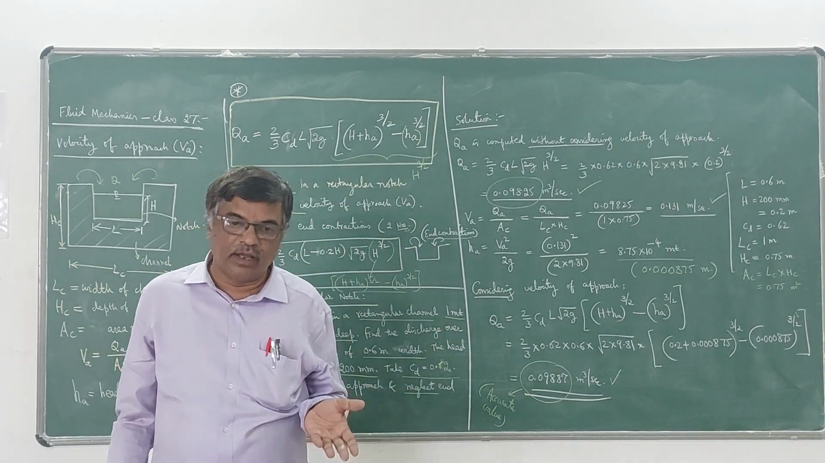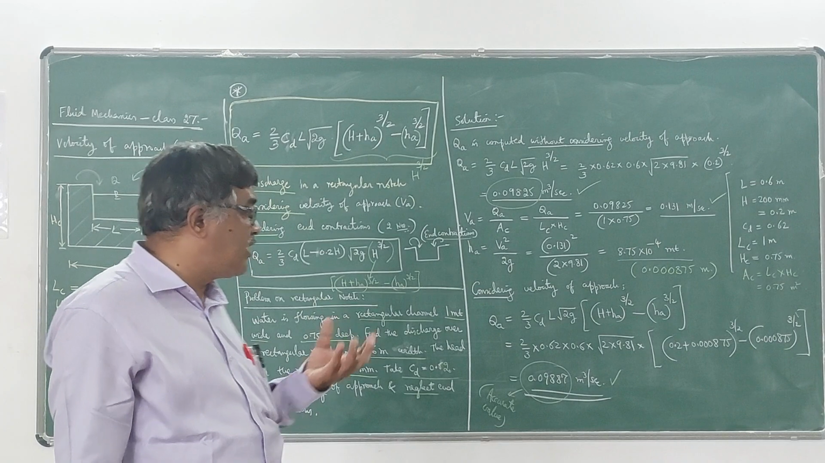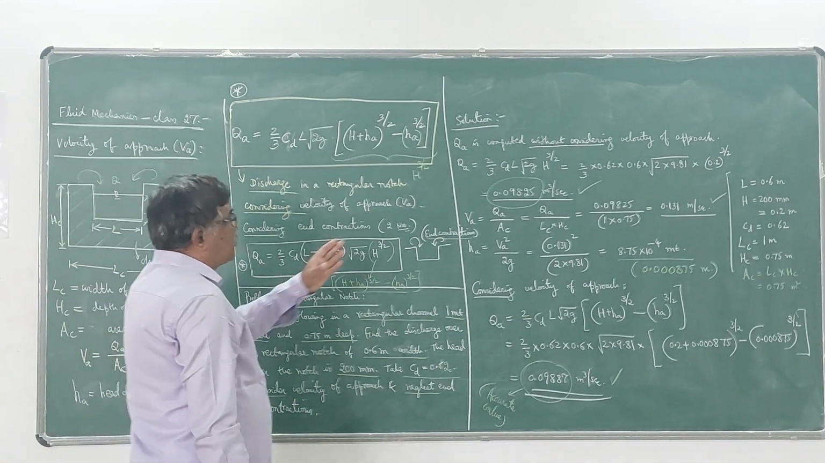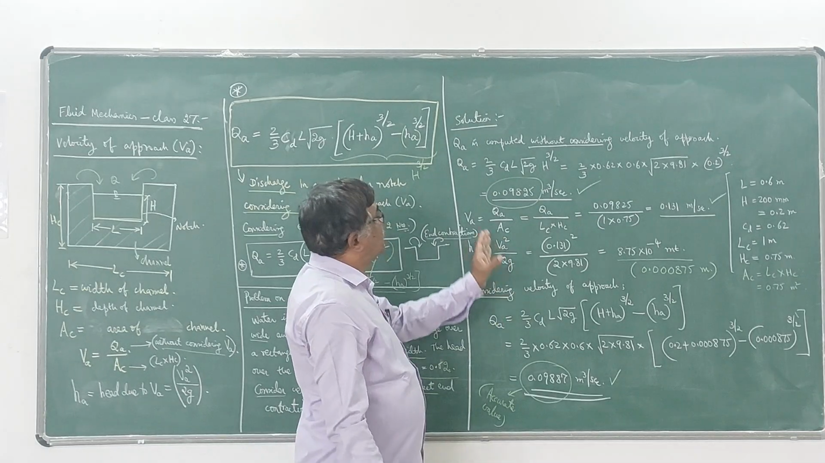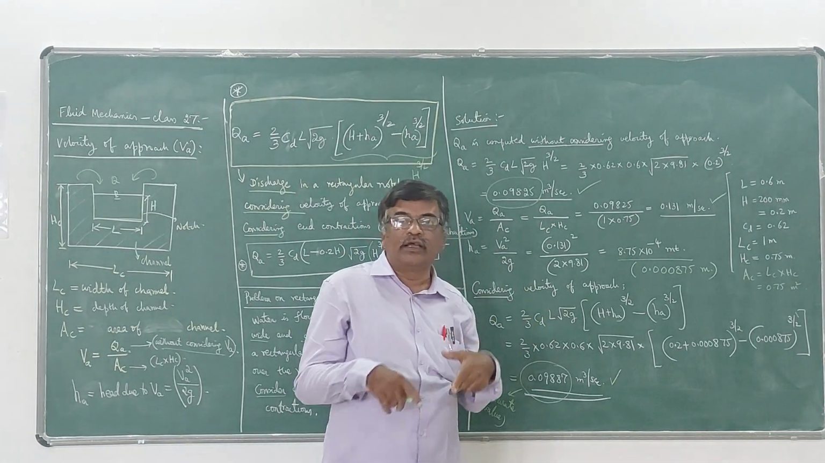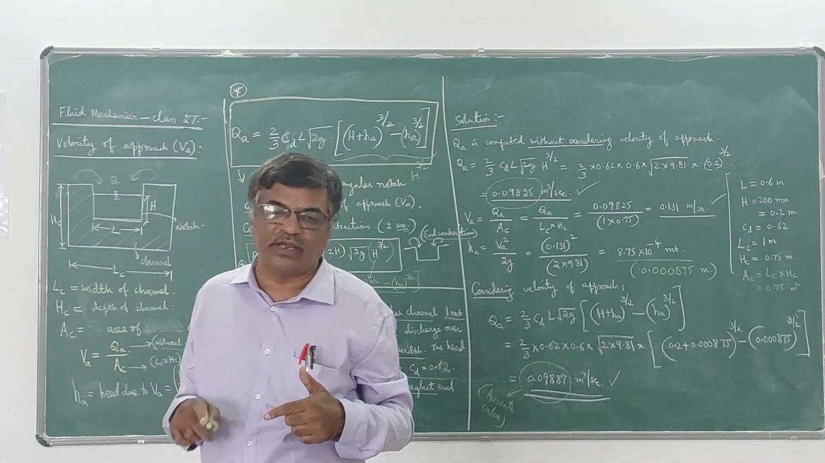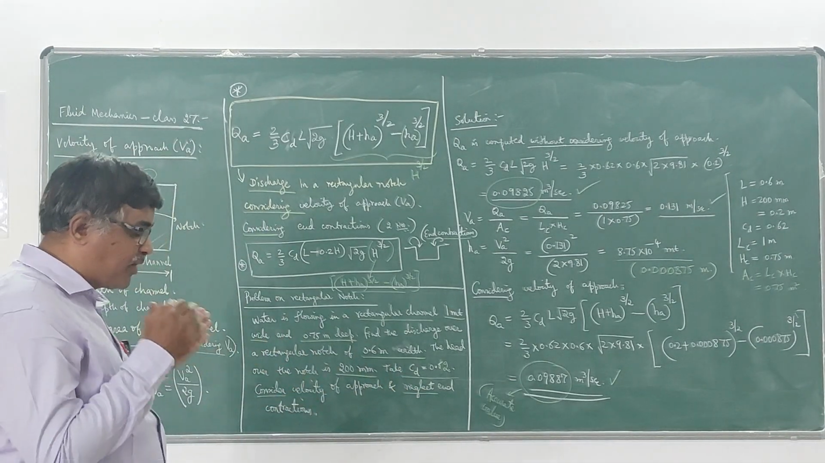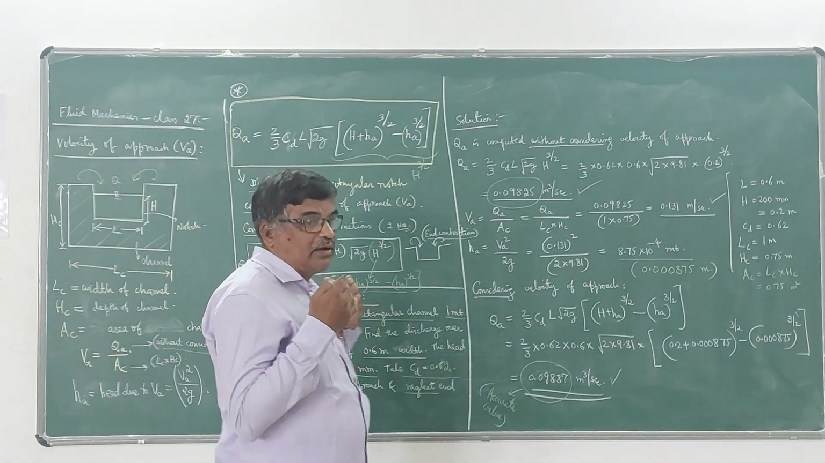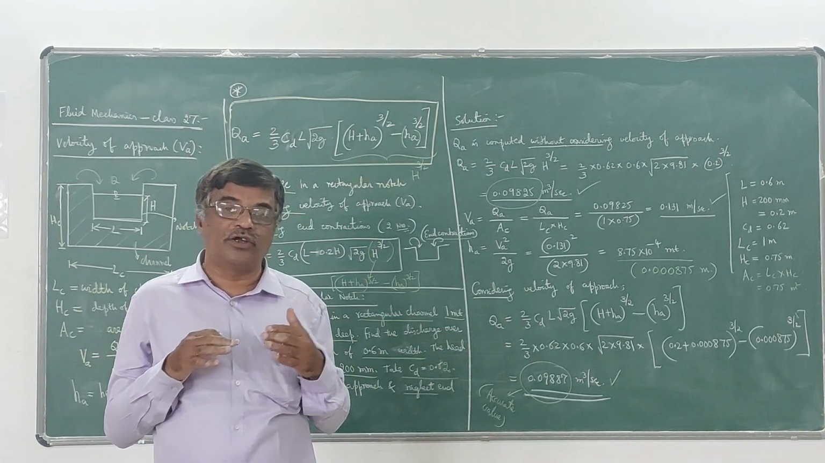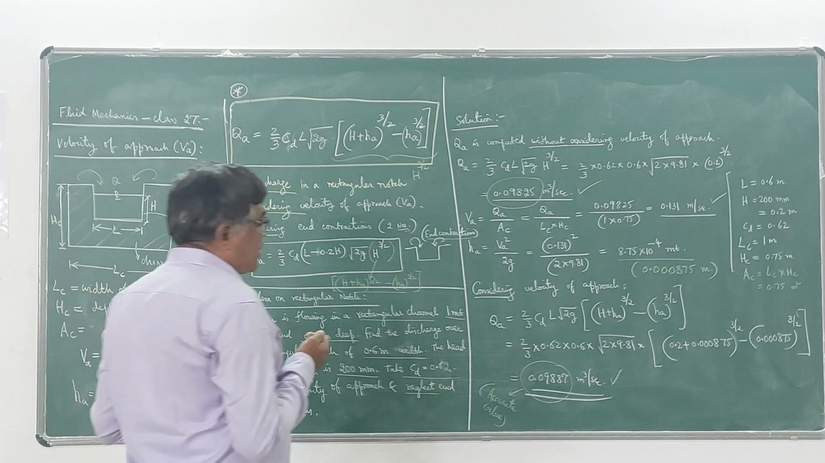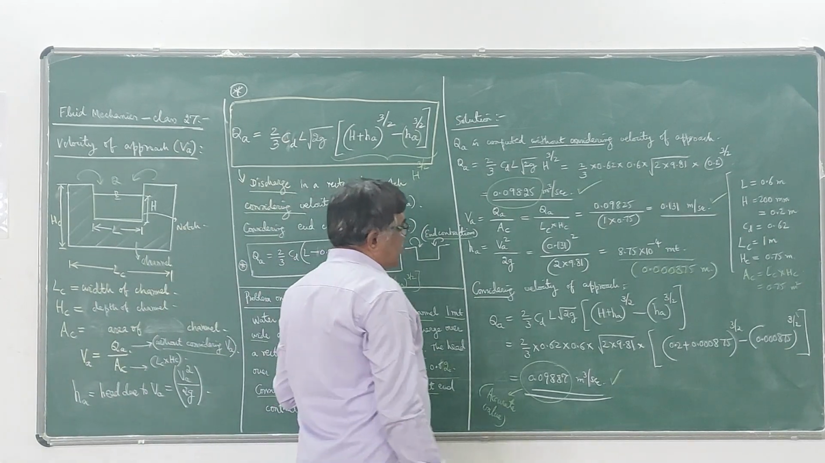So this is how a problem may be asked. Considering velocity of approach, if we are asked to find the discharge, we have to proceed like this. End contraction is there only in the case of a rectangular notch. In a triangular notch, the end contraction is not there. So directly you can use the formula in the case of a triangular notch.